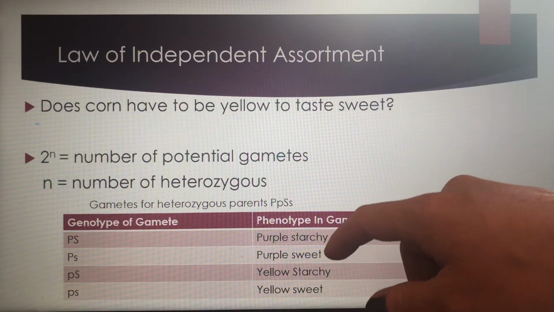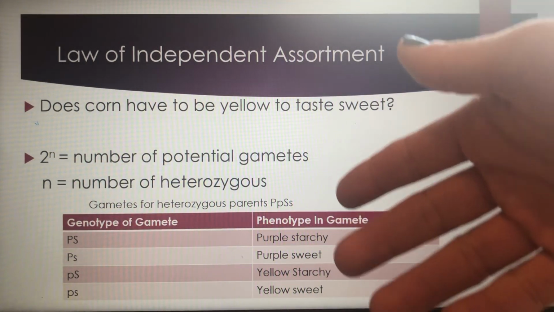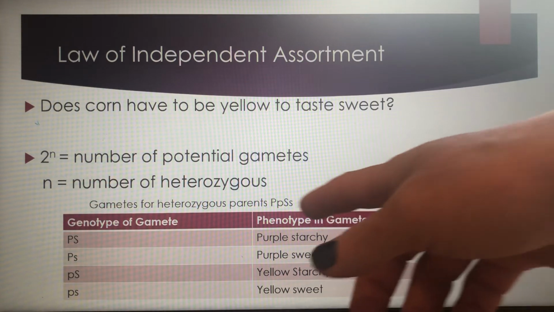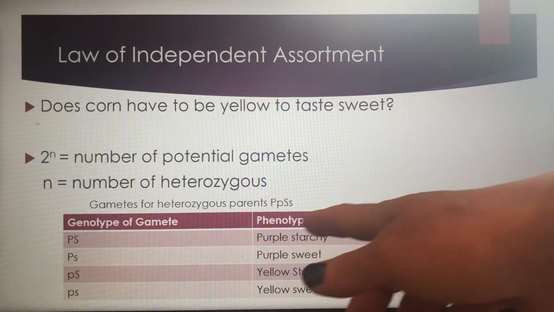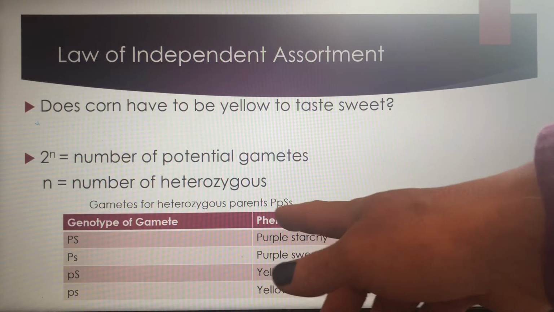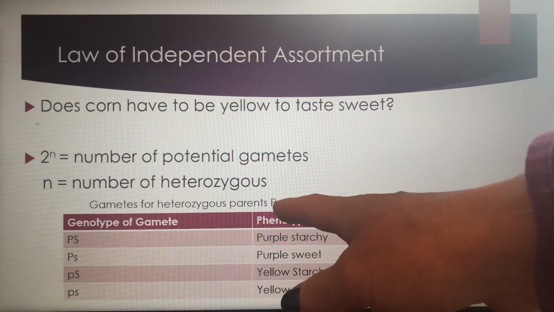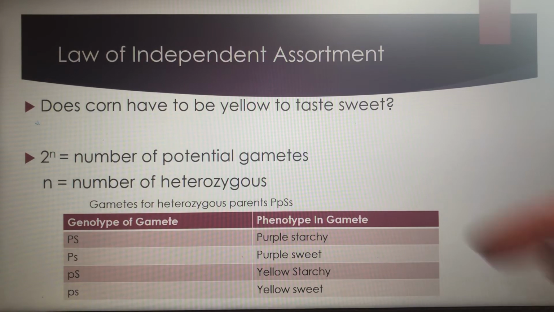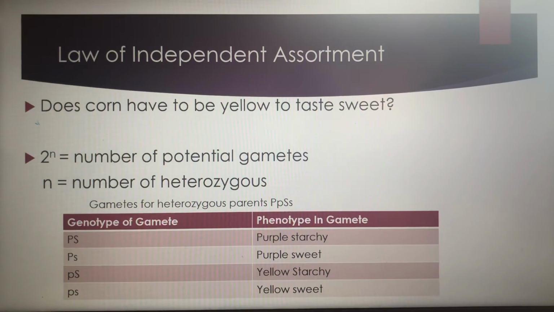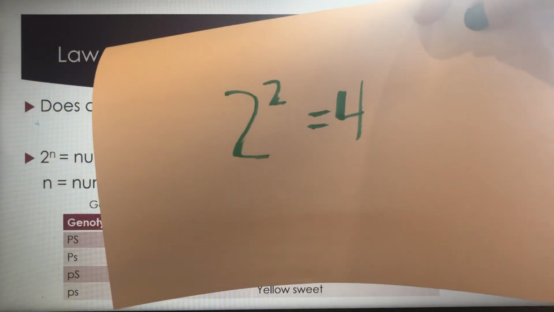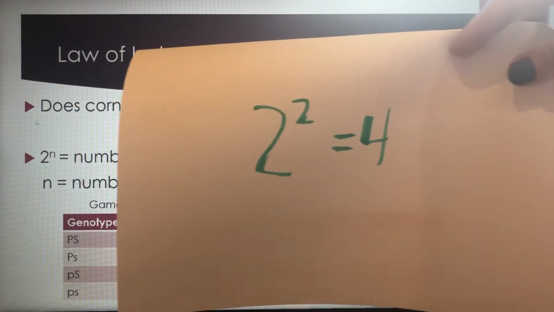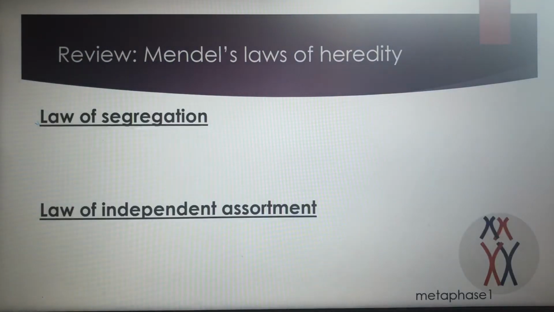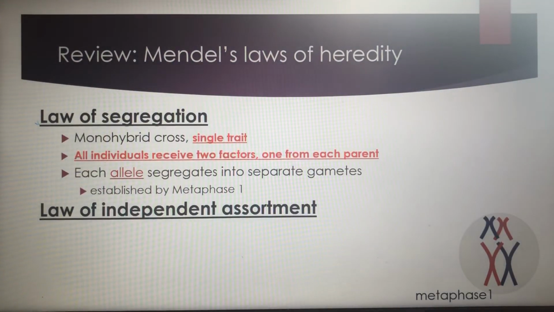So you would say N is the number of heterozygotes. In this case, you only look at one parent, with the purple and the starchy traits, so you have 2 heterozygotes. So the number would be 2 to the power of 2, which would equal 4. Okay, that's how we could tell the number of different possible gametes that parent could produce. 2 to the power of 2 is 4. It's a quick, easy way to figure it out. You could also draw it out, but it'll take a while.